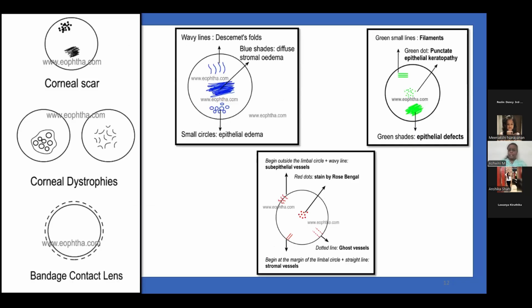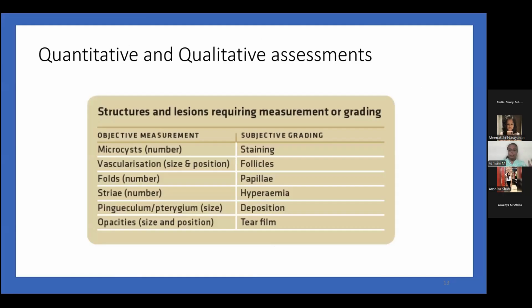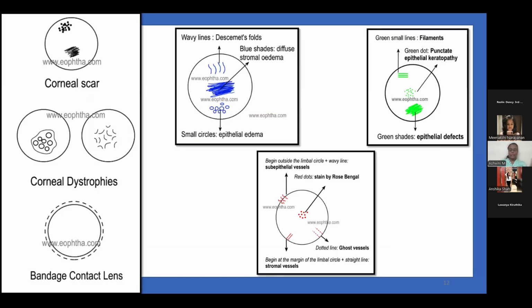For different corneal conditions, you usually use blue, red, and green. Sometimes you use yellow, especially for hypopyon or such conditions. For congestion and for hemorrhages, you use red color, as we know already. For dystrophies and for edema, you can use blue color.